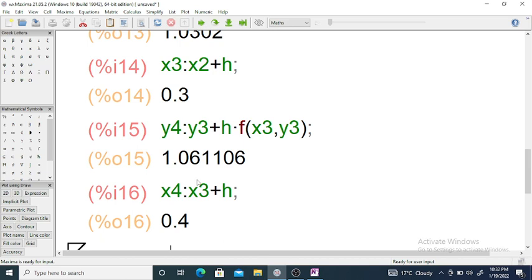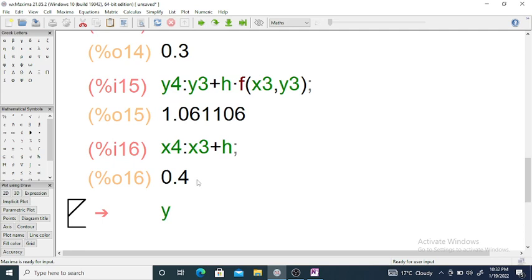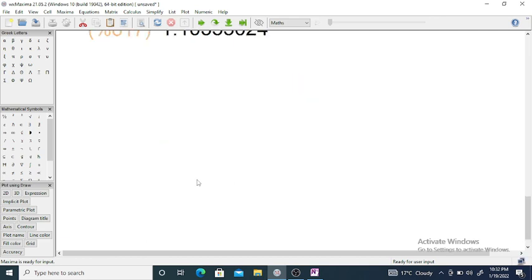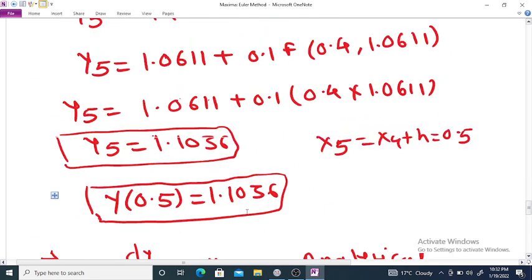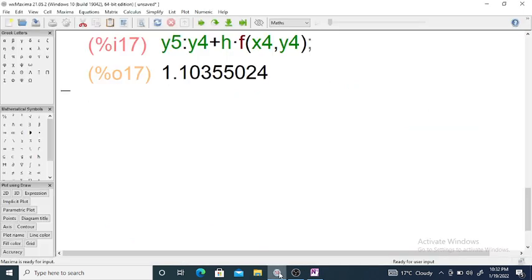Now next, if you want to calculate y5, it is equal to y4 plus h into f of x4, y4. You can check, the answer is 1.1035, and here also it is 1.1036. So 1.1036 is the same as 1.1035 if we round the number to 4 decimal places.